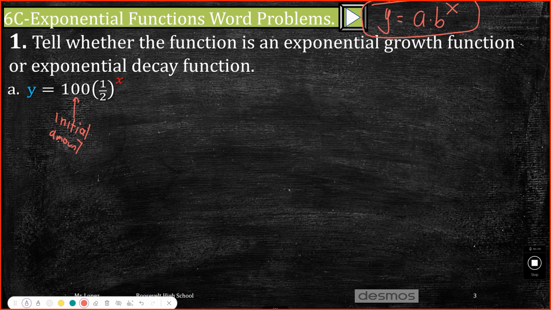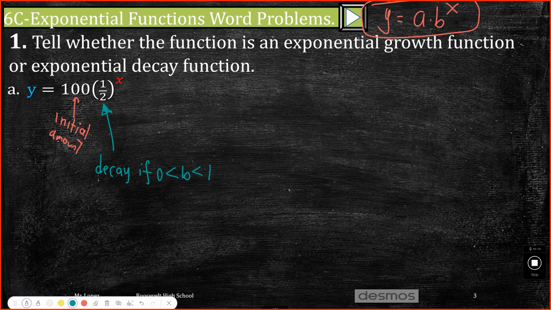What tells you if it's a growth or a decay is the b value. This right here is going to tell you. It will be a decay if this b value is less than 1, not equal to 1, and greater than 0. So basically, it's not $1, and it's not having no money. It's having something greater than 0, less than $1. Is a half between 0 and $1?